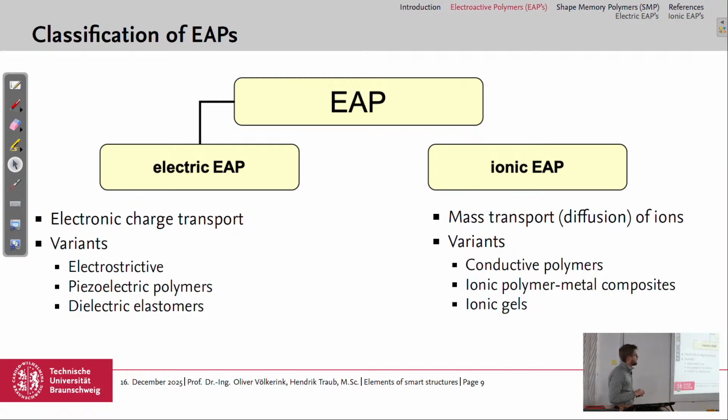And the ionic electroactive polymers, they work with mass transport, so diffusion of ions. And for this we use conductive polymers, ionic polymer metal composites. This is the one we saw in the video, an IPMC, or ionic gels.